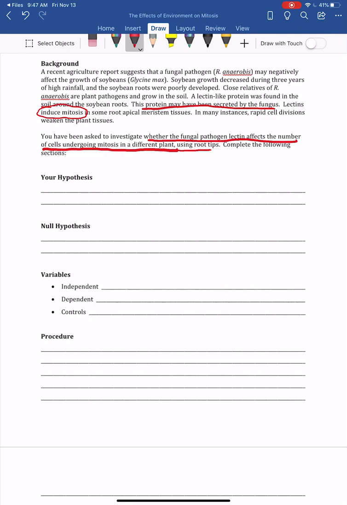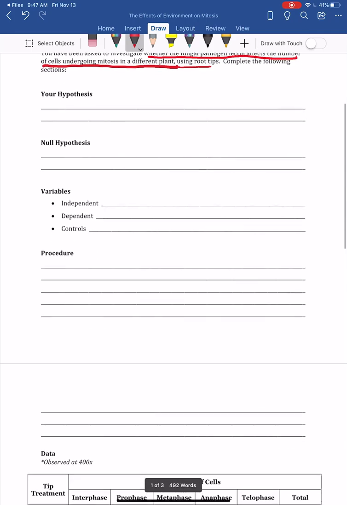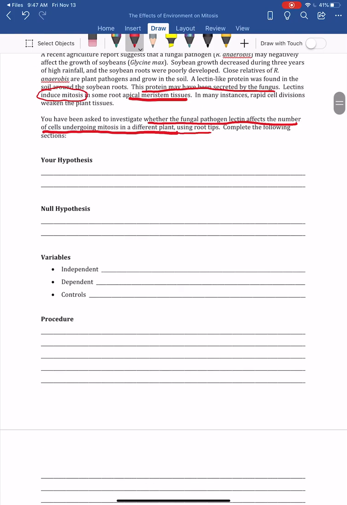So something like, having some root meristems from the soybean plants, treating some with lectin, treating some without lectin. Basically, that's what we're going to do. And then you would look at them if we're trying to see if this lectin affects the number of cells undergoing mitosis. Then after you treat them with lectin, you'd basically just look at them under the microscope and count the stages, kind of like you did yesterday in your assignment.